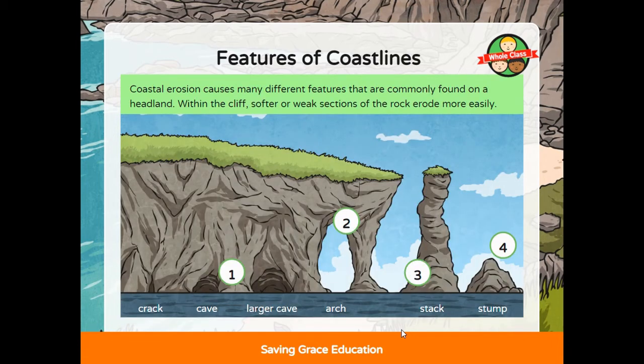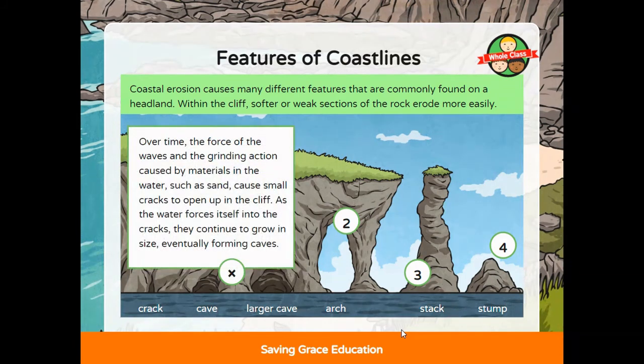Coastal erosion causes many different features that are commonly found on a headland. Within the cliff, softer or weak sections of the rock erode more easily. Over time, the force of waves and the grinding action caused by materials in the water, such as sand, cause small cracks to open up in the cliff. As the water forces itself into the cracks, they continue to grow in size, eventually forming caves.